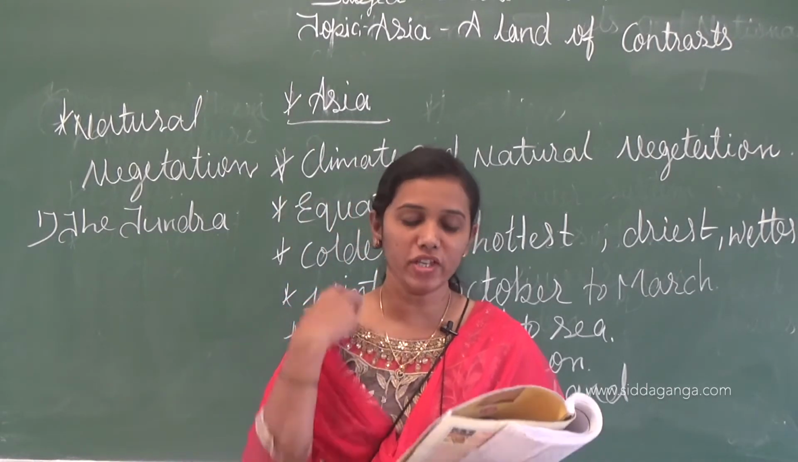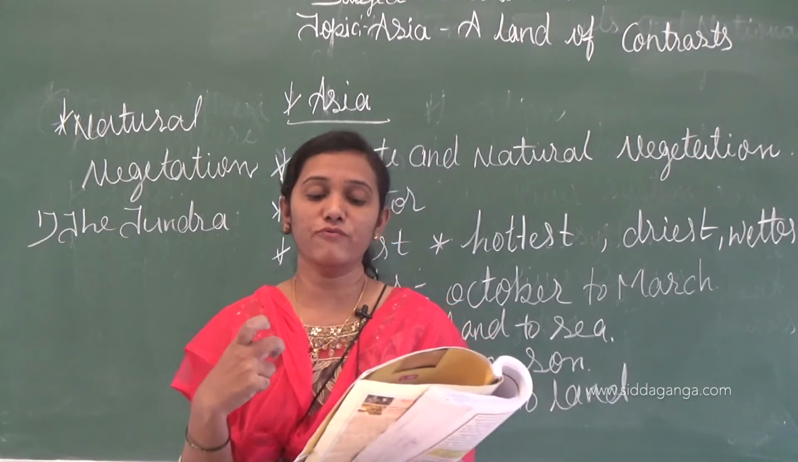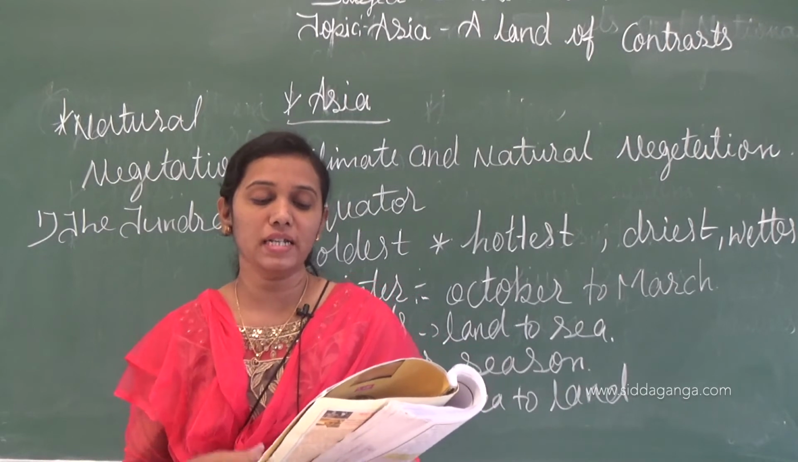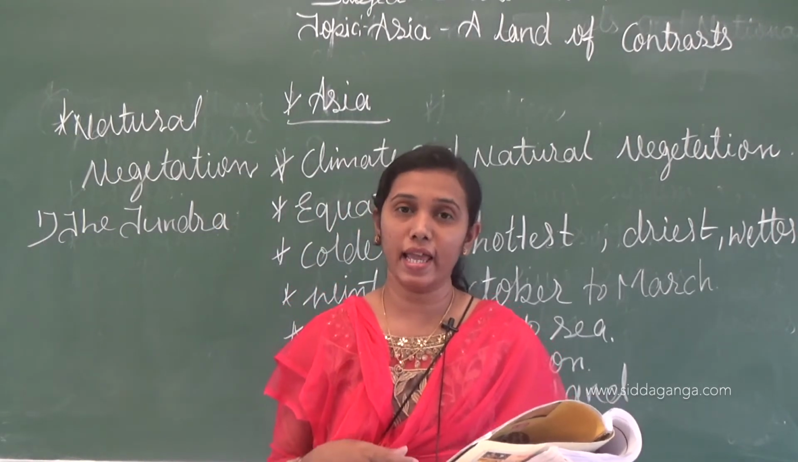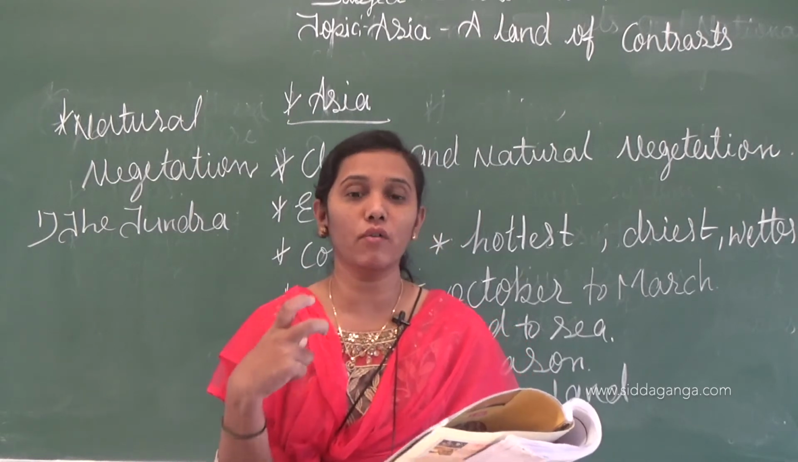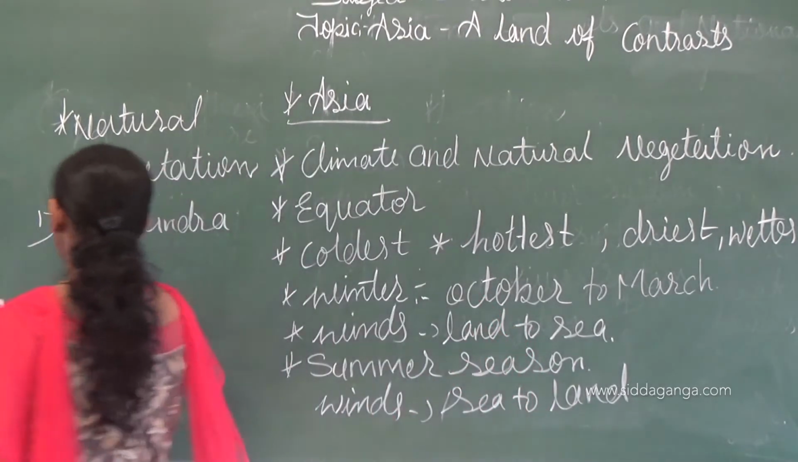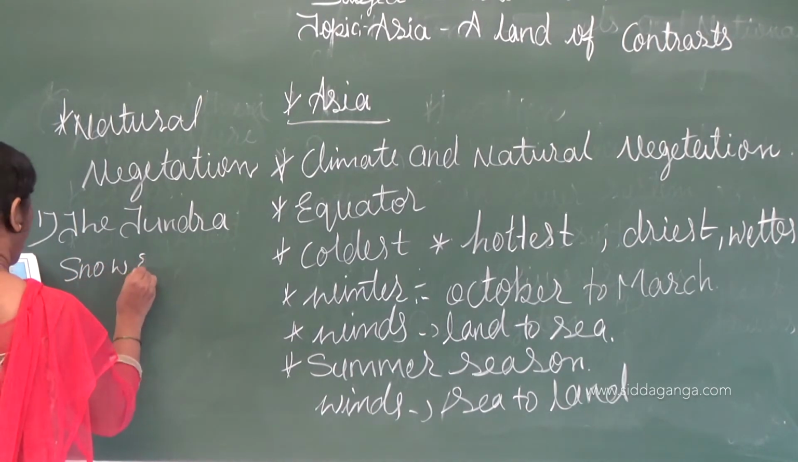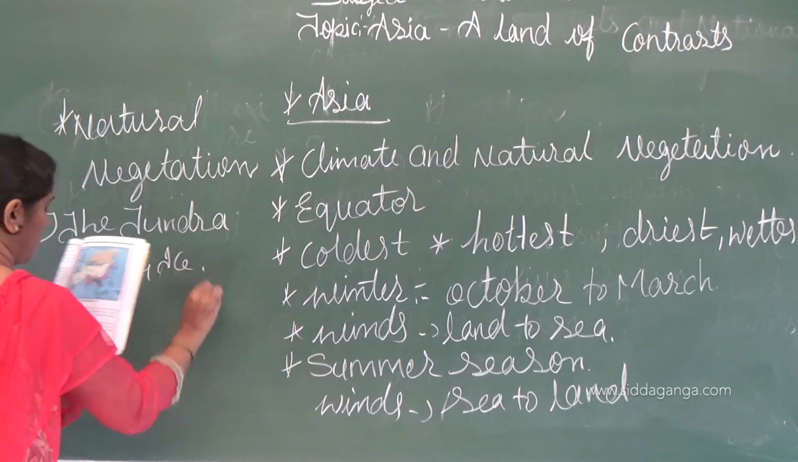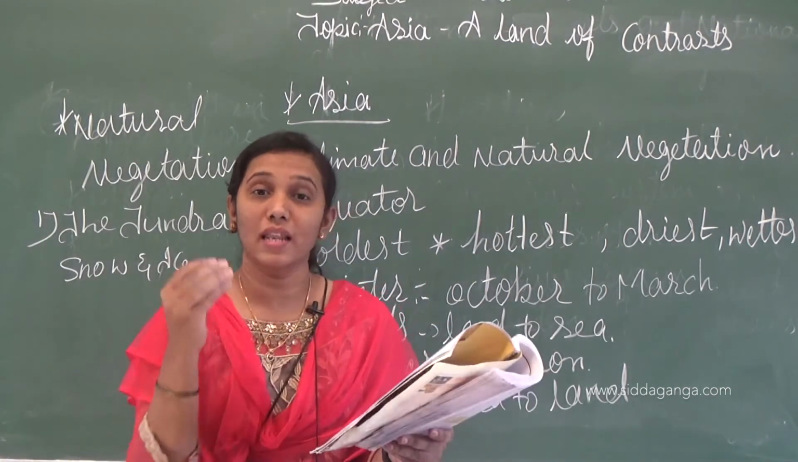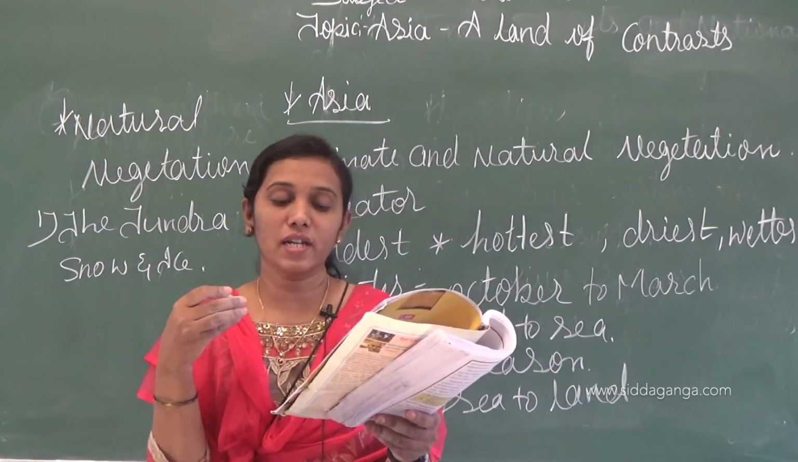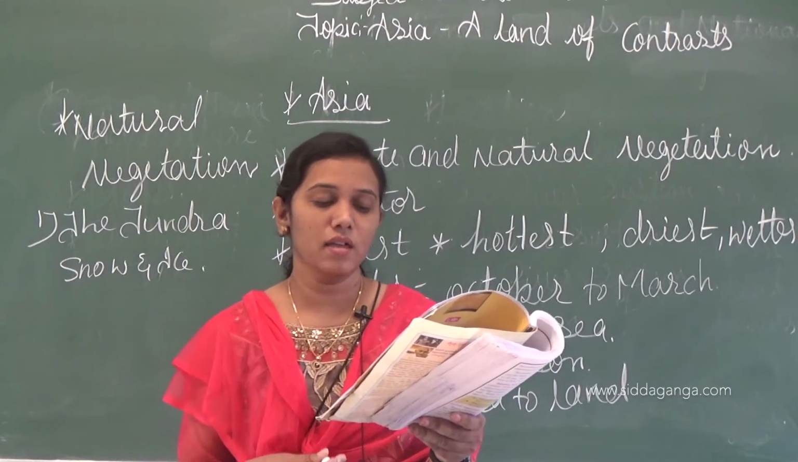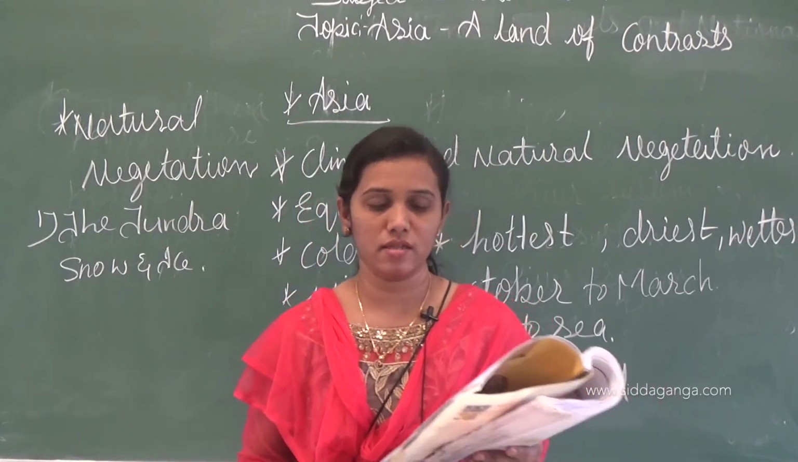The tundra vegetation is found in a narrow belt along the Arctic coastal areas. This belt is mostly covered by snow and ice. So plant growth is limited and restricted to mosses and lichens. Here we see very little vegetation, mosses and lichens.